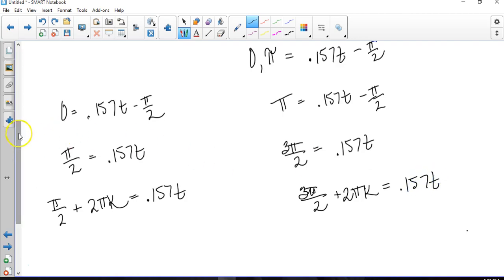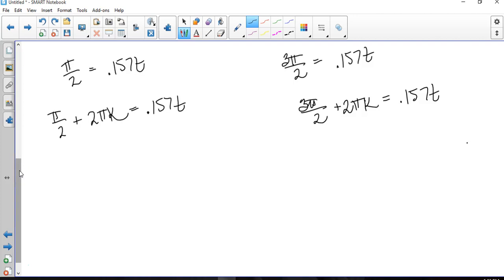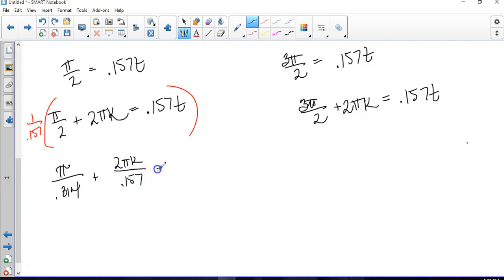Now let's divide through by the 0.157, or I prefer to think about it as multiplying by 1 over 0.157. It's just a little bit easier to see. This gives me pi over 0.314 plus, unfortunately, 2 pi k over 0.157. That's t. That's my first general solution.